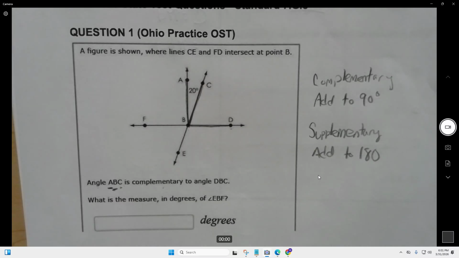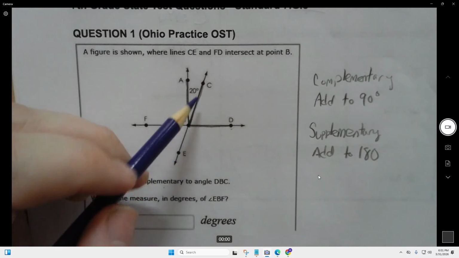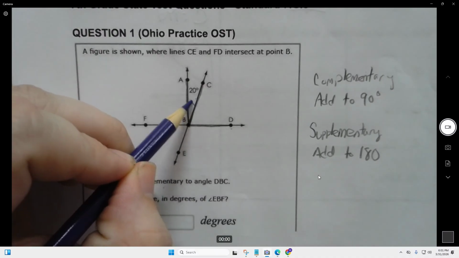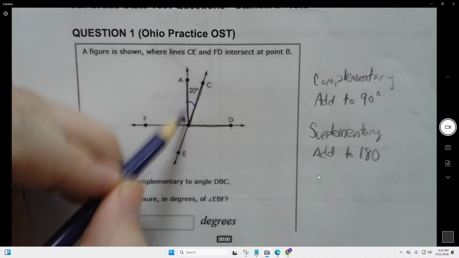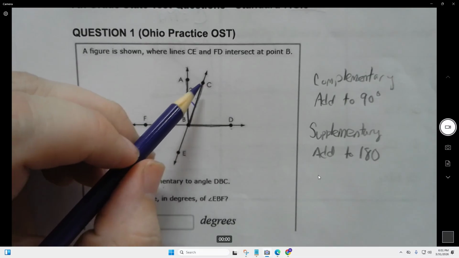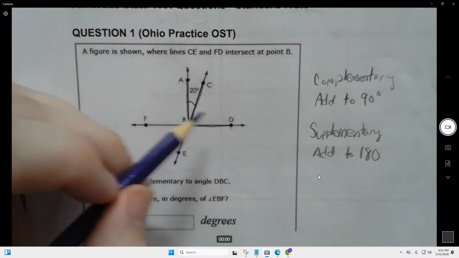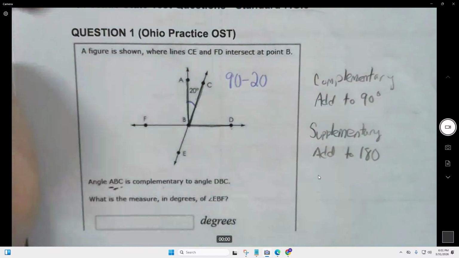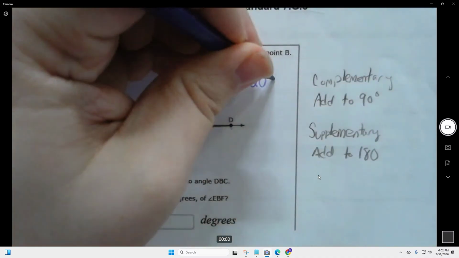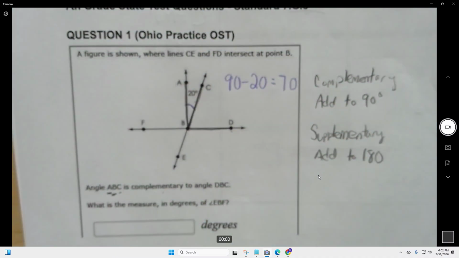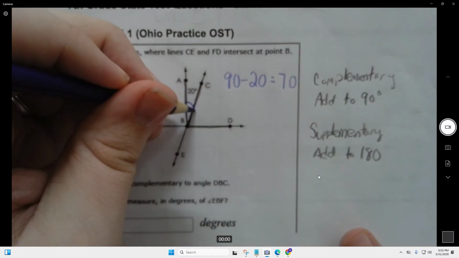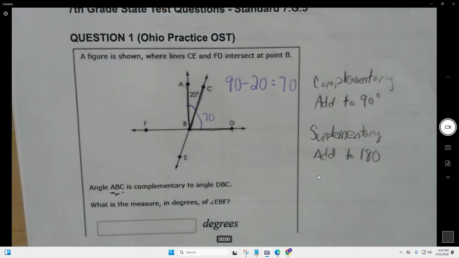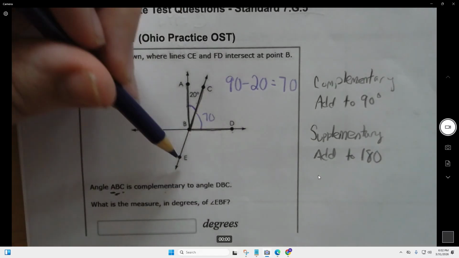So before we do anything else, let's think about what this means. The measure of angle ABC is 20 degrees. That means that the measure of angle DBC is equal to 90 minus 20 degrees, which is 70. Okay? So this is now 70 degrees. Huzzah, we've done it. The question now asks, what is the measure in degrees of angle EBF?